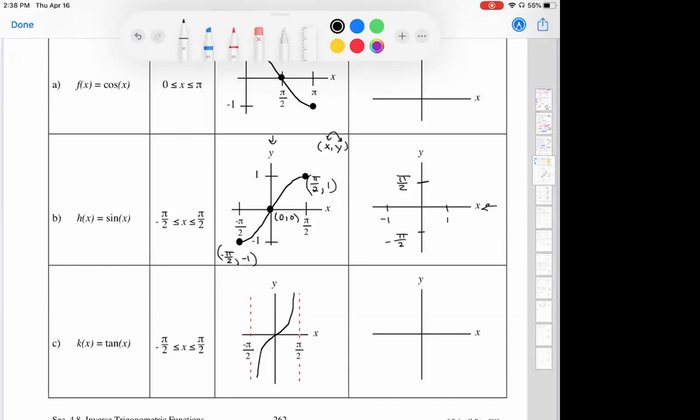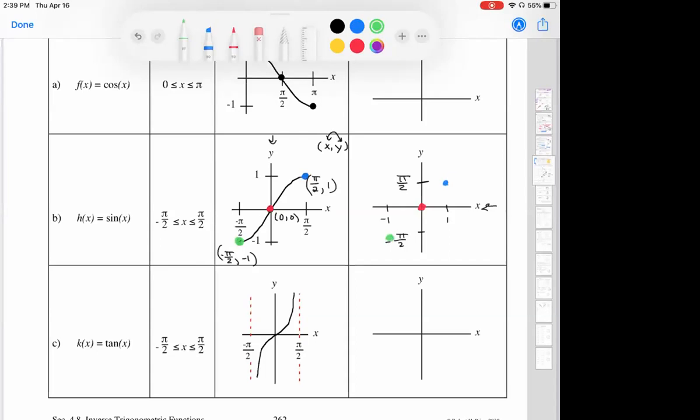All right, let's go ahead and plot these points. I'll try to color code. So this point right here in blue, π/2 and 1, we're gonna swap them so that we are at 1 up π/2. All right, this next point in red, 0, 0. If I swap 0 and 0, we're still at 0, 0. And lastly, -π/2 and -1. We have -1 down -π/2.